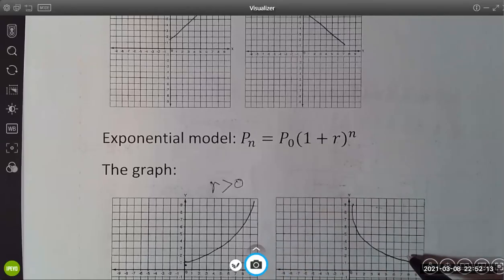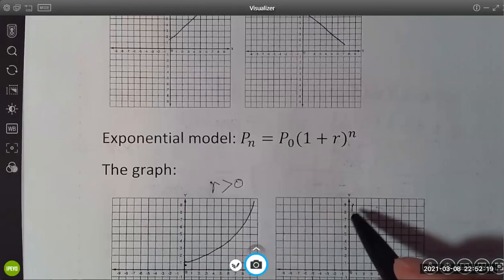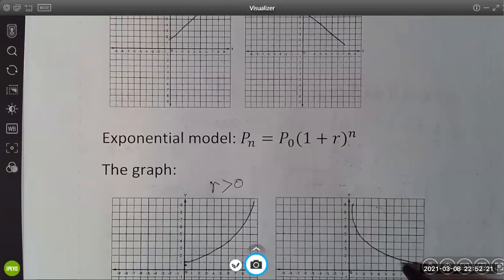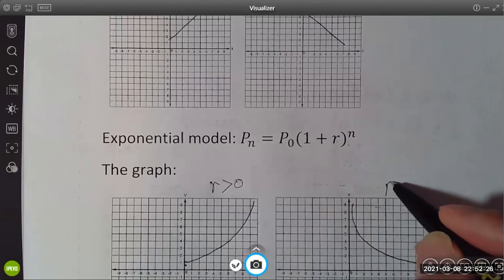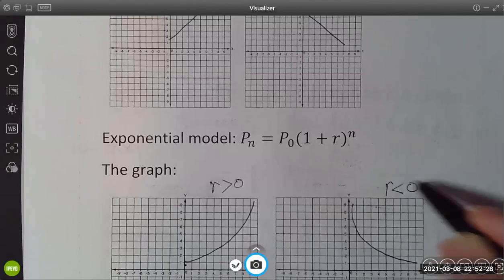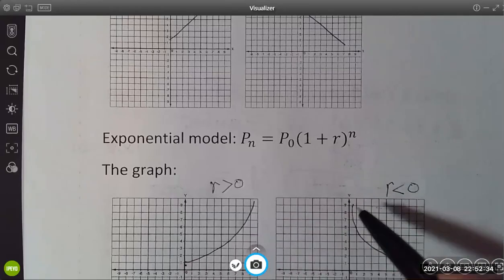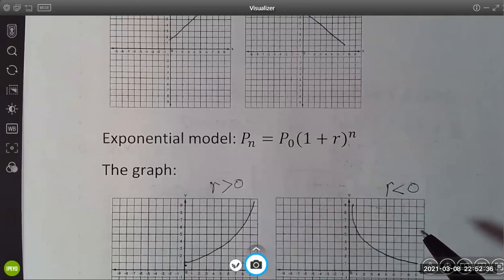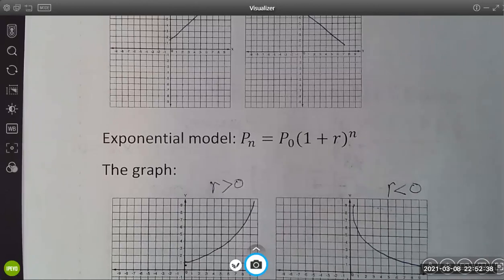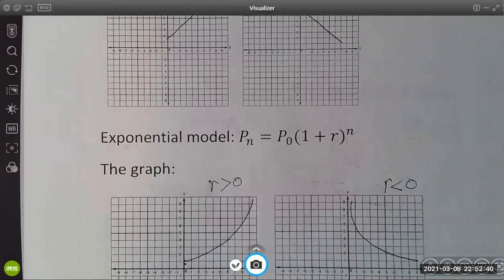Or you have a smooth curve that keeps decreasing from left to right. This is a decreasing exponential model. When n gets bigger and bigger, the output Pn gets lower and lower. This corresponds to r smaller than 0. But either way, it only goes in one direction. Either it only goes up or only goes down. It won't make a turn. If it makes a turn, even though it's a smooth curve, it's not an exponential model.